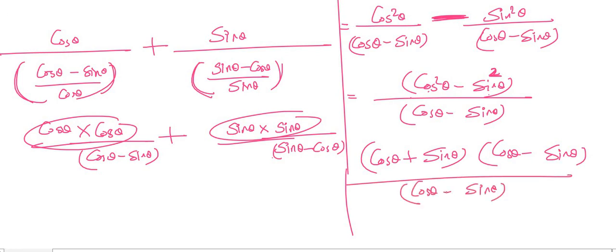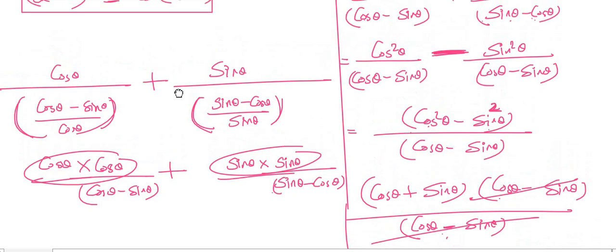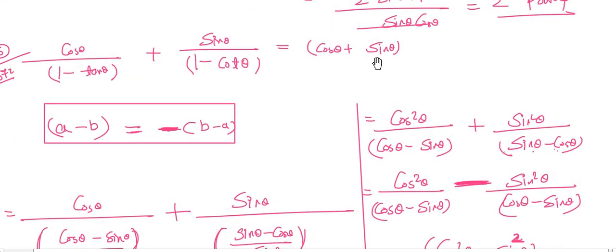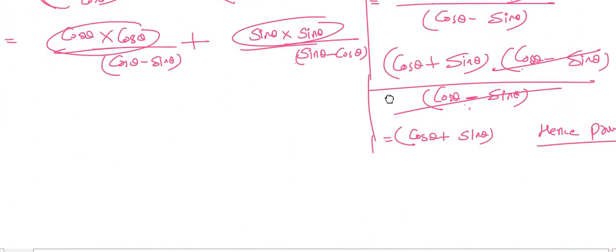Okay, this is the denominator. So I feel this and this are matching, so this and this will cancel. What is left is cos theta plus sin theta. So this is hence proved, correct? This is what we had to prove, see here, equal to cos plus sin. So this is a very important question. Solve it on your own.